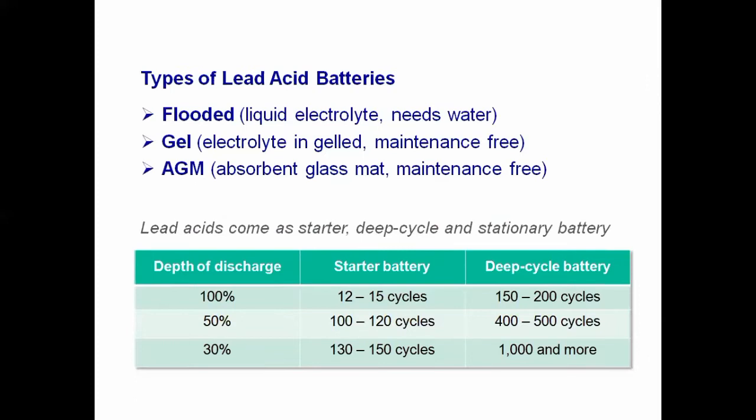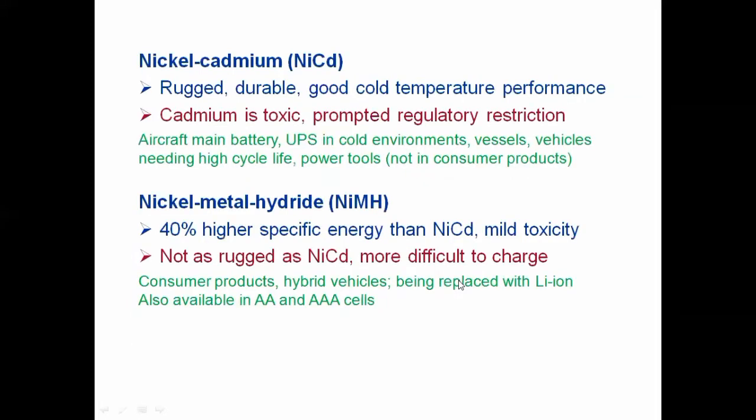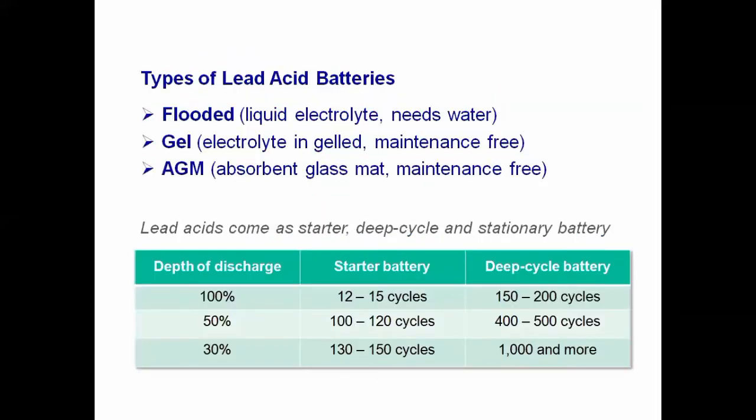Next, depth of discharge. For the discharging quality of lead acid batteries, at about 100% depth of discharge, the starter battery gives only 12 to 15 cycles. In a deep cycle battery, the cycle count increases up to 200. When the depth of discharge is 50%, the cycles increase to about 500. When the depth of discharge is decreased further to 30%, the cycle count increases very much, to 1000. Depth of discharge and state of charge are all important qualities of batteries.